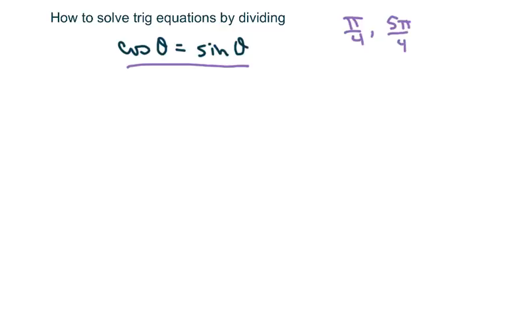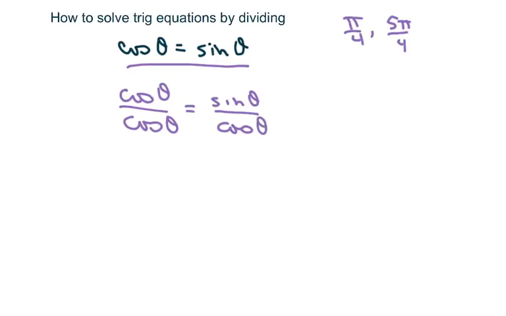But just to solve this, the best way to do it is either divide both sides by cosine or both sides by sine. And what I'm going to go ahead and do is divide everything by cosine. So I'll divide both sides by cosine. We get tan of theta equals 1. And tan of theta equals 1 at these two places right here.